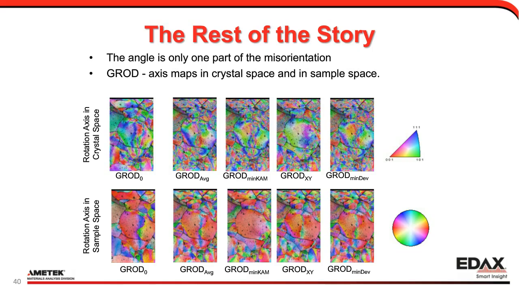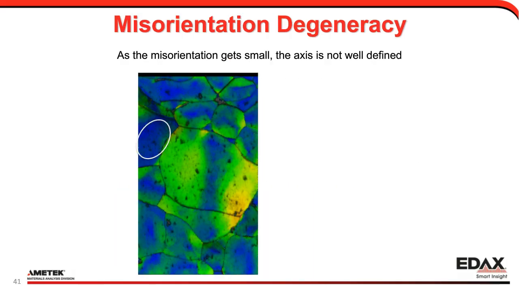And there's a lot of interesting things going on. I won't go into any detail of that analysis. We've tried to start to look at that, but it provides an interesting picture. If you zoom in on this a little bit, there's something that I would call a misorientation degeneracy, or at least for the axis. As the misorientation gets small, the axis is not well defined, and we're also reaching the precision limits of our measurement technique. And you can see that in these maps.